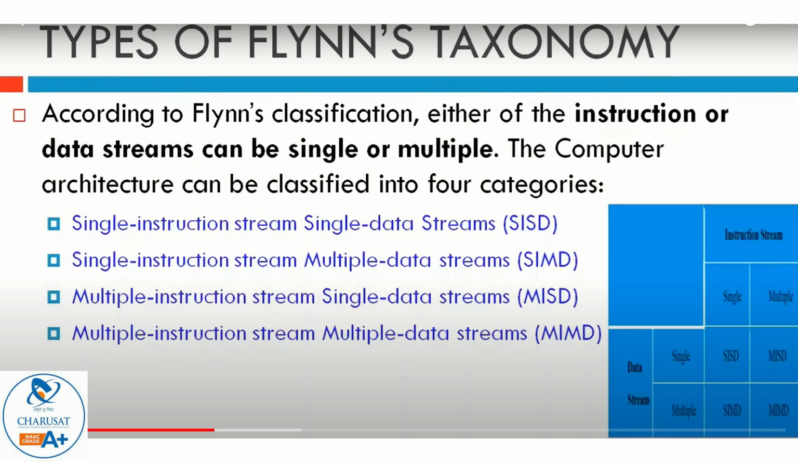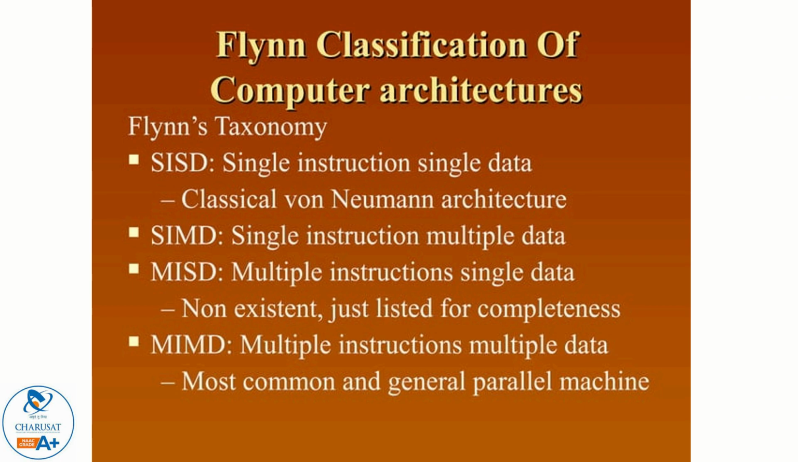So basically there are four types in Flynn's classification. According to Flynn's classification, either the instruction or data streams can be single or multiple. The computer architecture can be classified into four categories: single instruction stream, single data stream; single instruction stream, multiple data stream; multiple instruction stream, single data stream; and multiple instruction stream, multiple data stream. In this diagram you can see single and multiple instruction and data streams. So there are four classifications of Flynn's taxonomy.